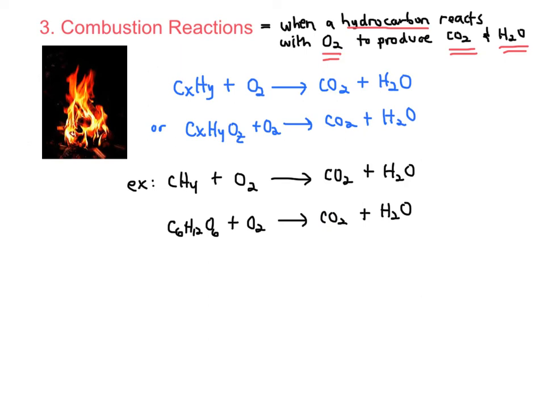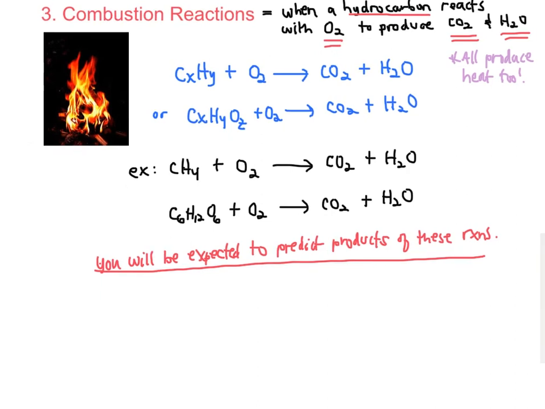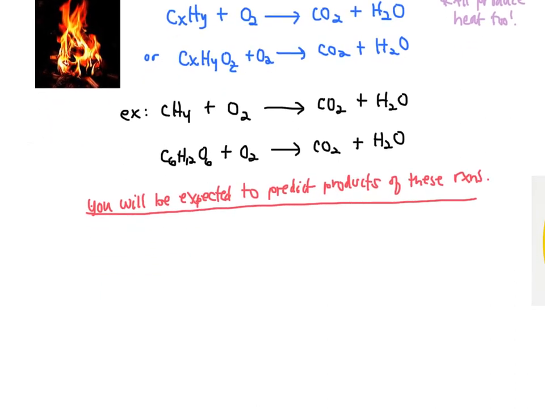And you should probably know that most, if not all, combustion reactions actually result in the production of a little bit of heat as well. We just don't usually write that in the chemical equation because heat's not a chemical, it's an energy. And of course, you will be expected to predict the products of a combustion reaction, which should be really simple. So let's do a practice.